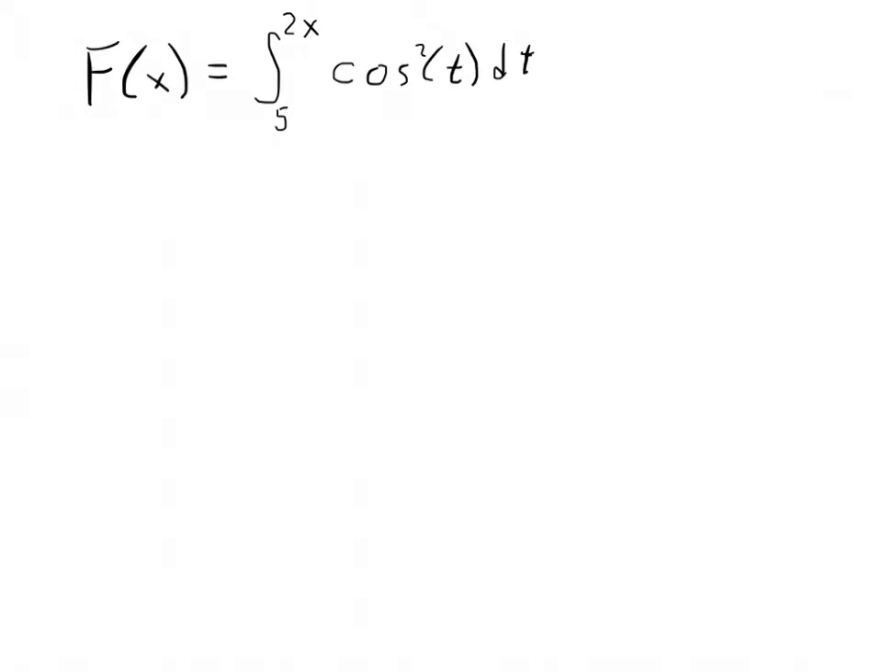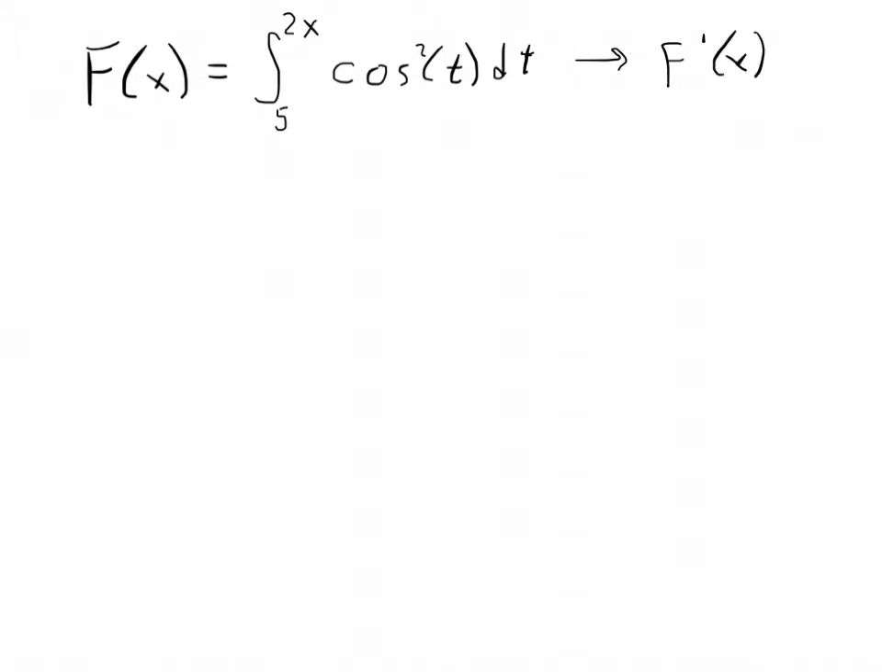You may have noticed, by the way, that I always put a t inside here. The thing that's important is whatever letter is here can't be x. The reason is that you can't plug in an x for the x that's already there. So we're supposed to use a different variable inside of here. At any rate, in this question, I'd like to know what f prime of x is.